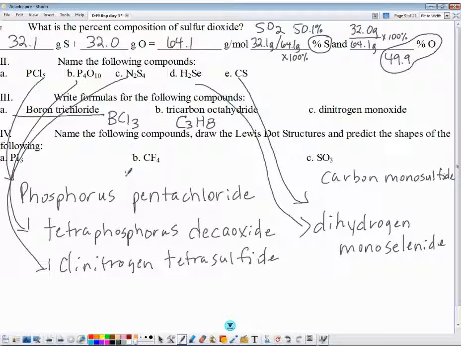It's actually a saturated hydrocarbon. Its real name is propane gas. Have you ever used propane gas? Do you have a propane tank at home on a gas grill? Okay, in a fireplace. Propane gas is C3H8. The systematic name for C3H8 is tricarbon octahydride, but the common name is propane gas.